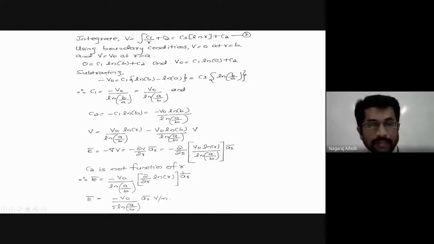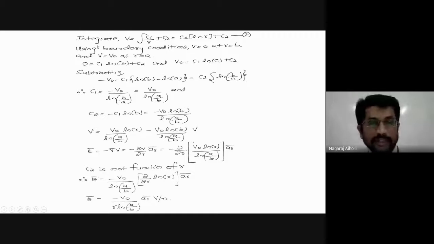C2 is not a function of R. Therefore, E bar is equal to minus V naught divided by ln of A by B, which is constant. Take it outside. Minus V naught divided by ln of A by B into dou by dou R of ln R into AR bar. That is, E bar is equal to minus V naught divided by ln A by B, and dou by dou R of ln R is 1 by R. It is minus V naught divided by R ln A by B AR bar volt per meter. This is the equation for the electric field intensity E bar.